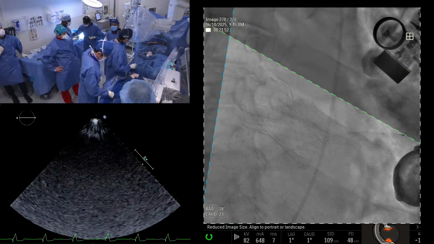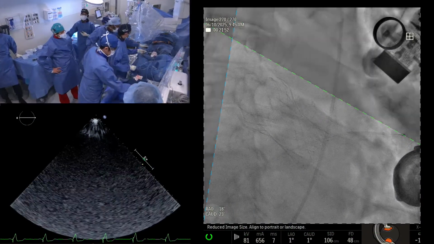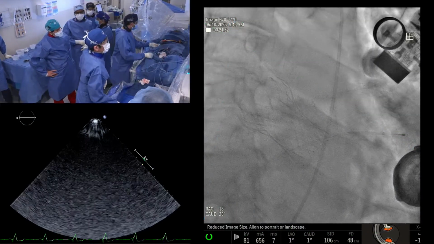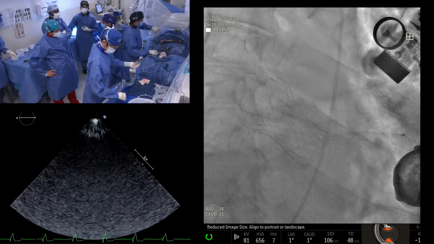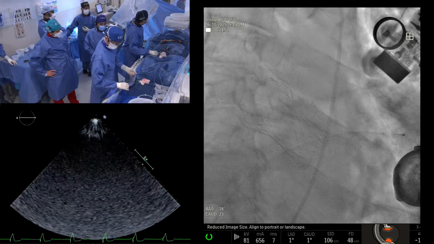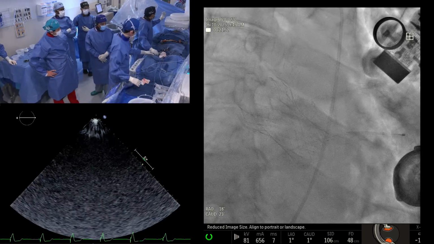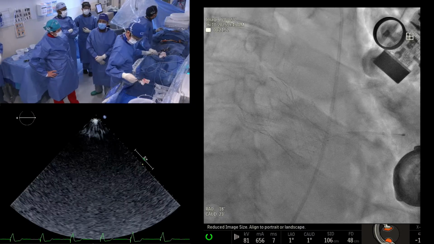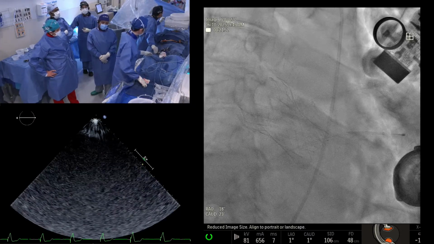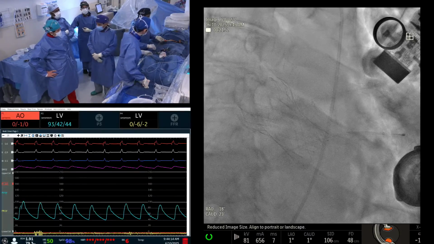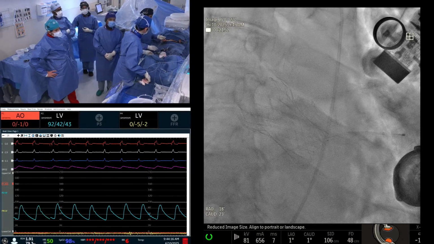Absolutely, and the question always comes, somebody who has a CAD and you put these plugs, they actually interfere with subsequent engagement. Big trouble. I actually have 2 patients who came from outside over the years, and it was so difficult to engage the left system because they put the plug, a paravalvular leak closure.